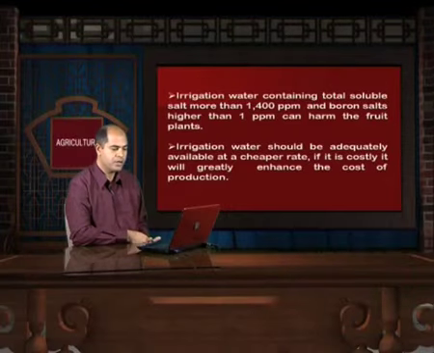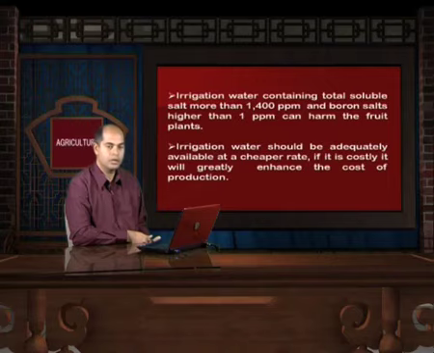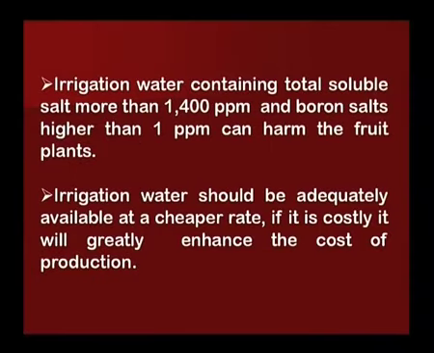Irrigation water containing total soluble salt more than 1400 ppm and boron salts higher than 1 ppm can harm the fruit plants. Irrigation water should be adequately available at a cheaper rate. If it is costly, it will greatly enhance the cost of production.